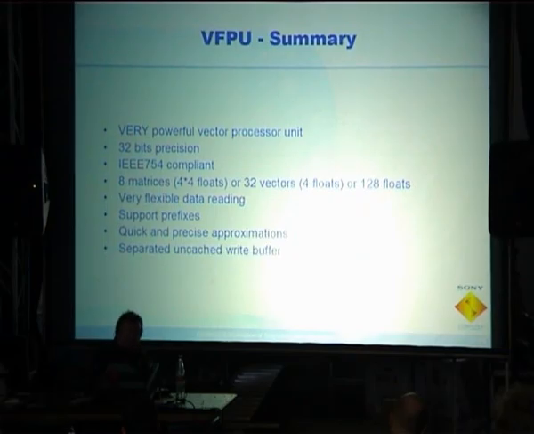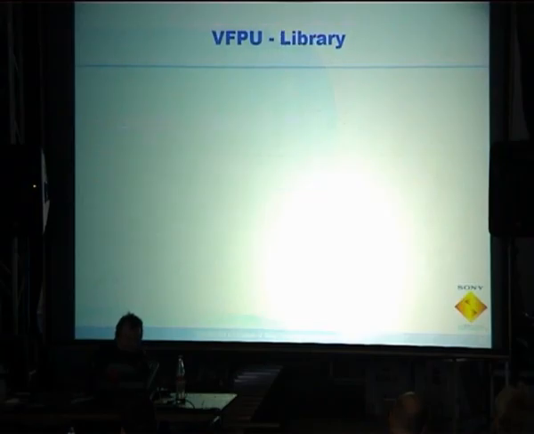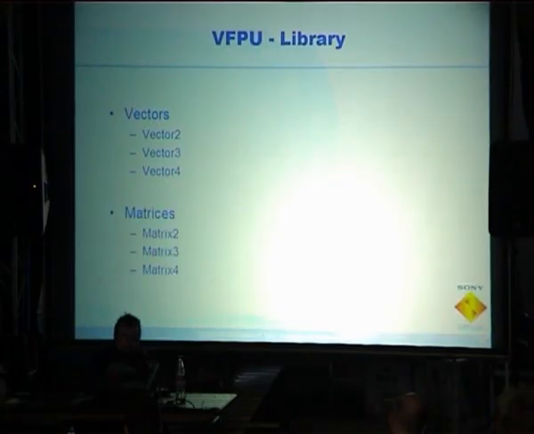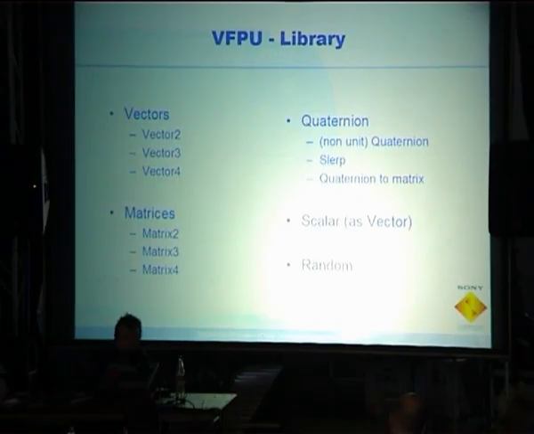One of the magic things about the PSP is the built-in vector floating point unit. It's 32 bits precision. It contains 8 matrices or 32 vectors or 128 floats. It's very flexible with its data reading. It supports prefixes, quick and precise approximations, and it has an unseparated uncached write buffer. The library supports vectors, matrices, quaternions, scalars, and random vectors.